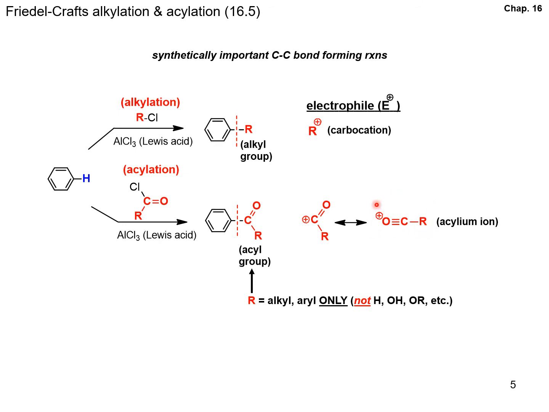This is the best of the two Lewis structures of an acylium ion, but I showed you this one to indicate that this carbon is electron poor, is electrophilic, and could react with the electrons from the benzene ring. Please also note that in the Friedel-Crafts acylation, you're using something called an acid halide or acyl halide as a reactant. You cannot have on the R group hydrogen or OH or OR. The R has to either be alkyl or aryl only.